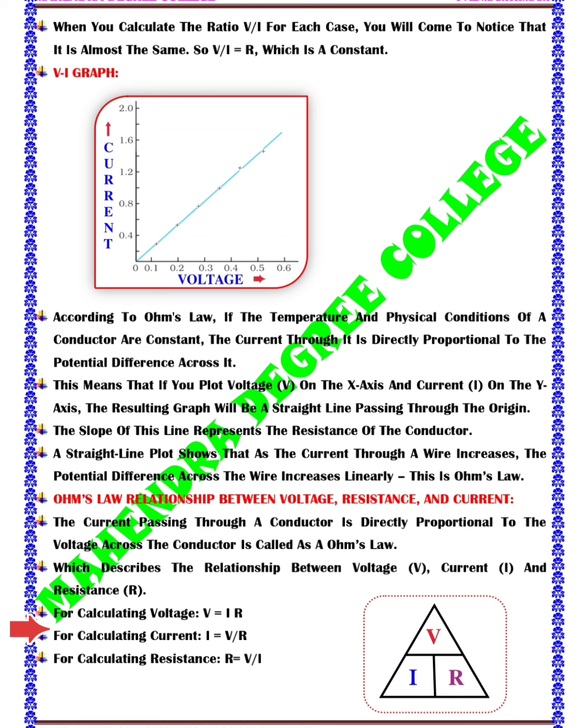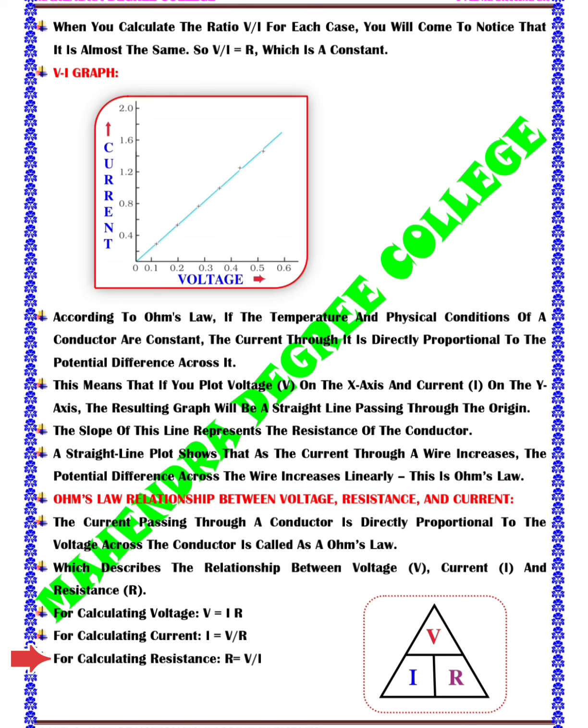For calculating current, I equals V divided by R. The relationship between voltage, current, and resistance is described by Ohm's law. This equation, I equals V divided by R, tells us that the current I flowing through a circuit is directly proportional to the voltage V and inversely proportional to the resistance R. For calculating resistance, R equals V divided by I. This formula tells you that your resistance is always equal to your voltage divided by the current.